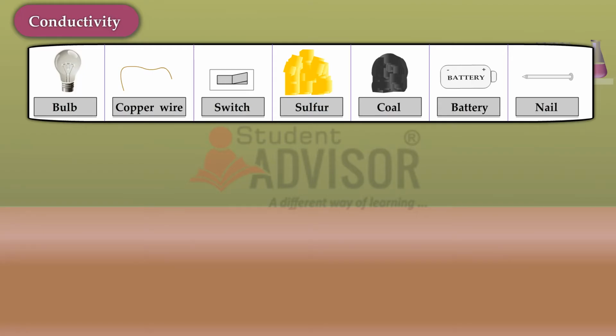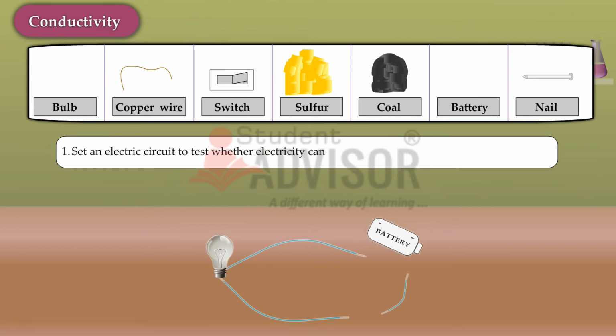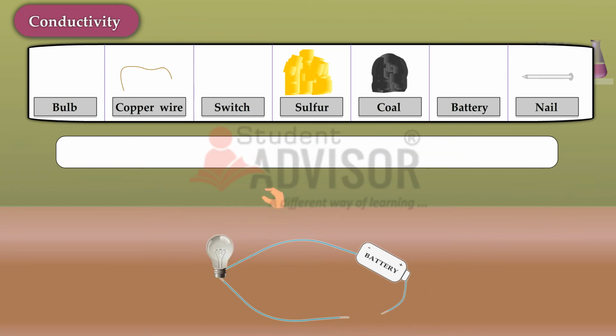Conductivity. Metals are good conductors of heat and electricity whereas non-metals are poor conductors. Set an electric circuit to test whether electricity can pass through an object or not. Take a copper wire and join it to the circuit. The bulb will glow.